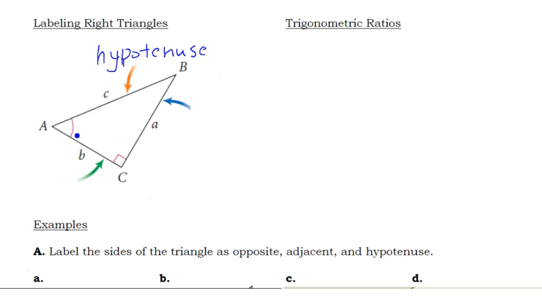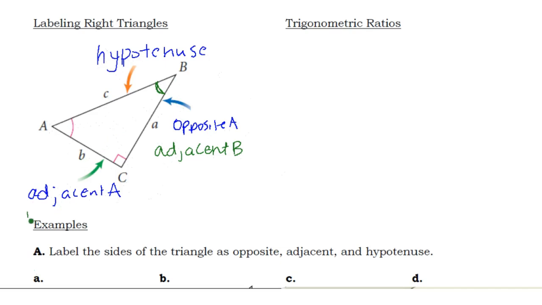So from angle A, the adjacent side would be the side right next to it. So in this triangle, side B is adjacent to A. On the other side of the triangle, side A is opposite to angle A. Now we can also talk about from angle B. If this is angle B, that means this side is adjacent to B. And then on the other side of the triangle, this is opposite B.